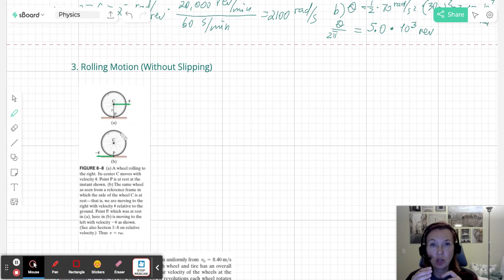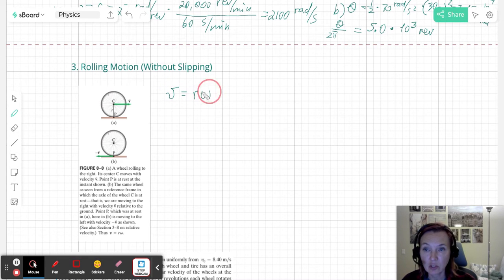Now we can also change the reference frame here, and then we can see that maybe the wheel is at rest and it's the ground that's moving. So what that means in this case is that the point P was here at rest, and now the point P is moving to the left with the velocity that is negative of this one. So it's going to be negative v.